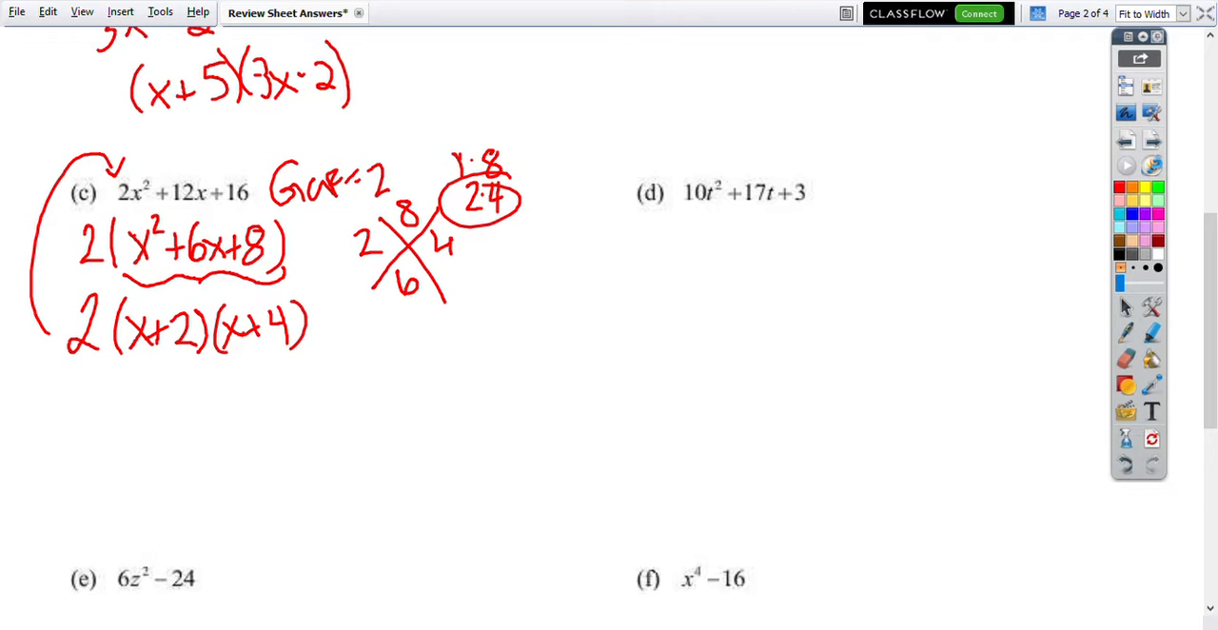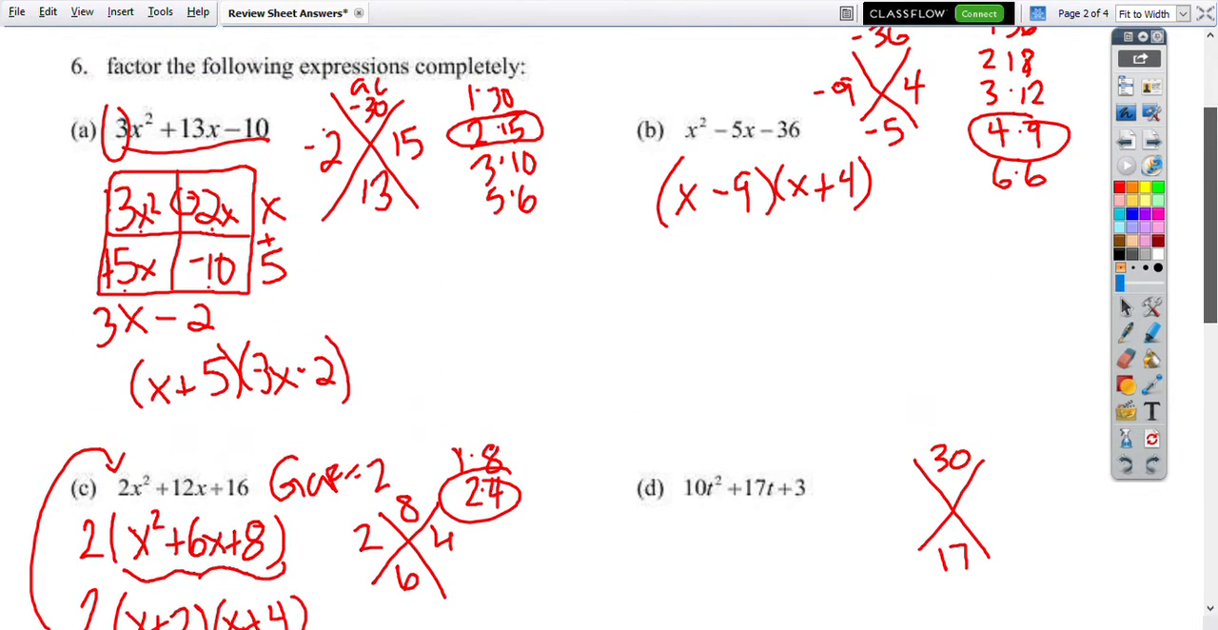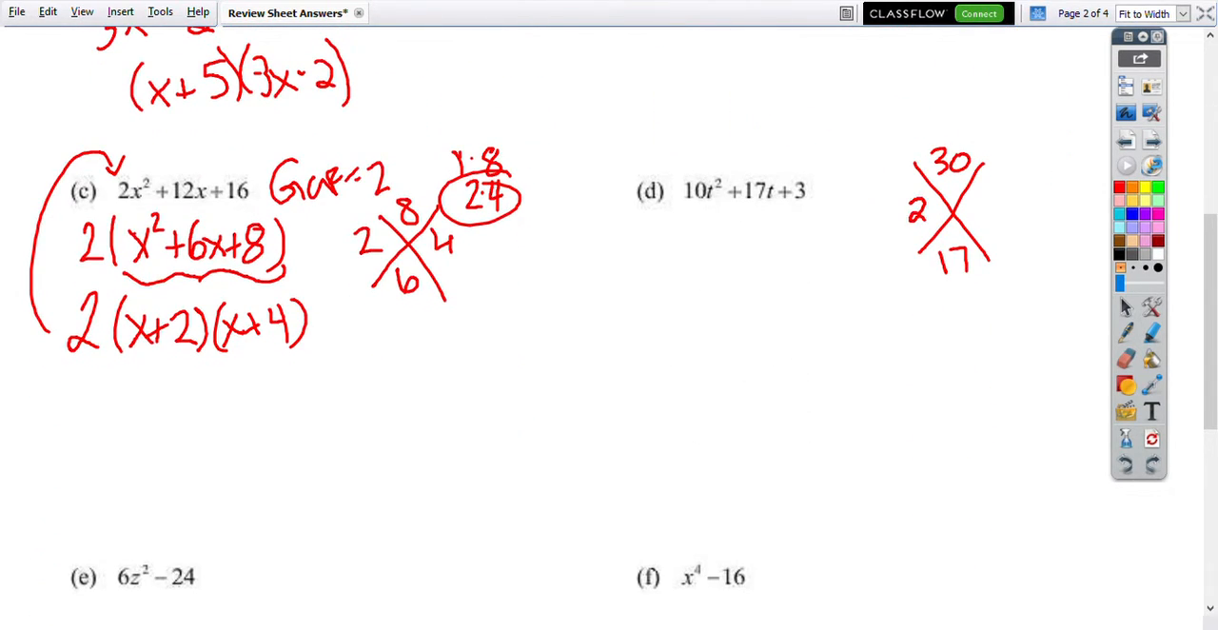All right, letter D. Once again, looking for a GCF. Nothing here again, okay? So I do my trinomial. 3 times 10 is 30, and I need to add to 17. So once again, we know from earlier that 30 has 1 and 30, 2 and 15, 3 and 10. The only way to get 17 is to use the 2 and the 15. And so I'm going to put my parentheses down. Actually, I'm not, because this starts with a number other than 1, right? There's a number in front of the t squared. I have to use the box now.